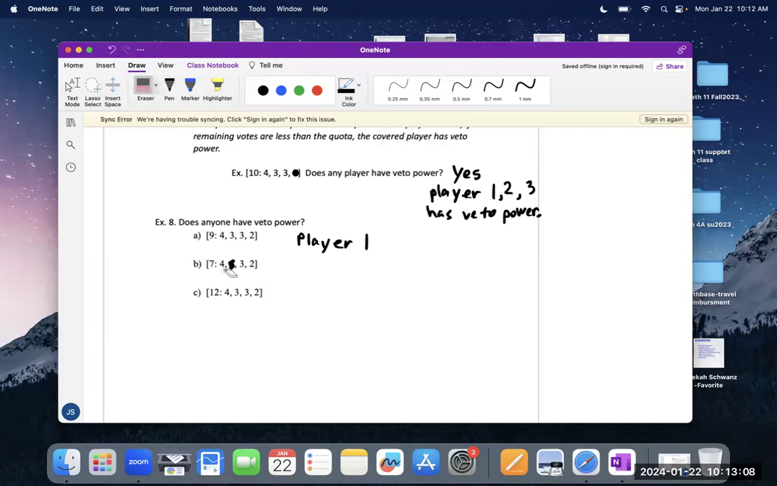So with player 2, I'm making the same. Okay, then with player 3, the same thing, right? They're going to have 4 plus 3 plus 2, so it's 7 plus 2, so 9. They're going to have power to pass a motion. And the same thing if I take away player 4 here, then I have 4 plus 3 plus 3, which is 10, which is bigger than 7, so it's enough to pass a motion. So nobody here has veto power.